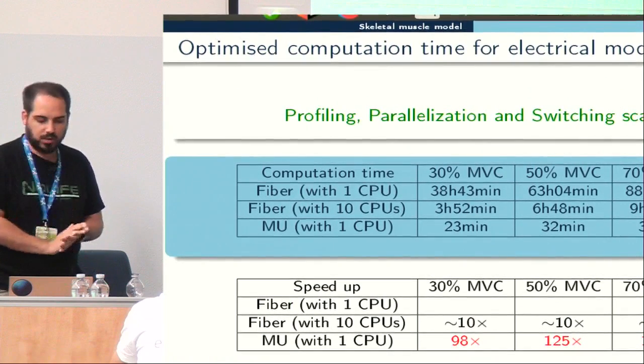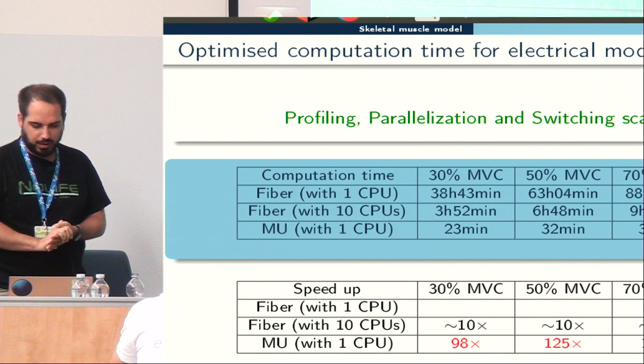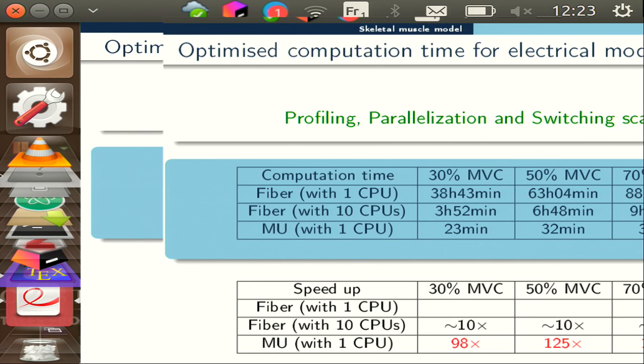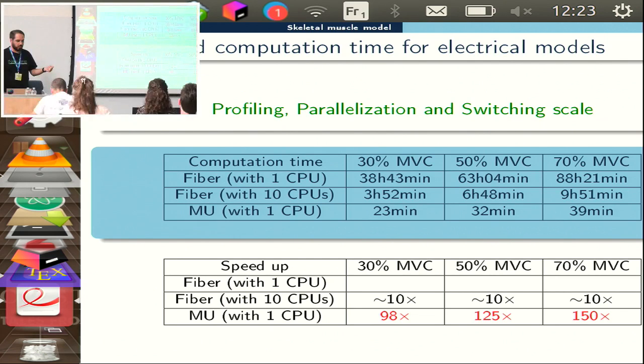One good thing is that with that, we could play around with our computation time. At first, we used sources for the model at the muscle fiber scale, so very thin, small sources. And the problem was computation time. As you can see, if you use just one CPU, it takes a few days to get your simulation. Given all these sources are independent, it was quite natural just to parallelize everything. So if you use 10 CPUs, it's more or less divided by 10.